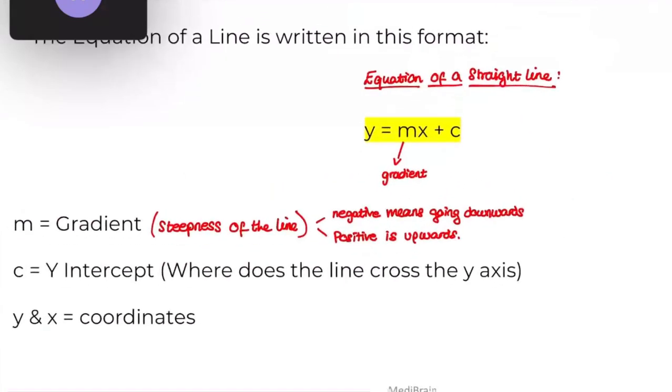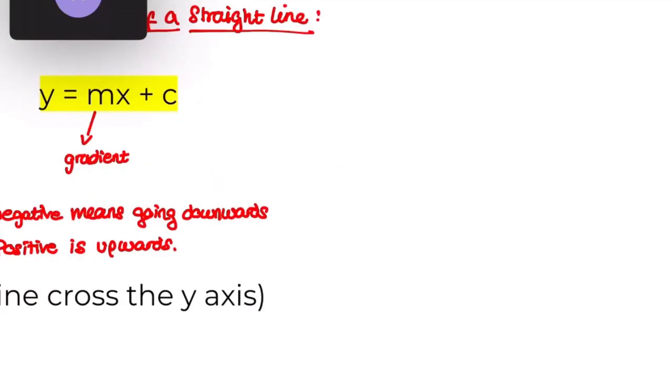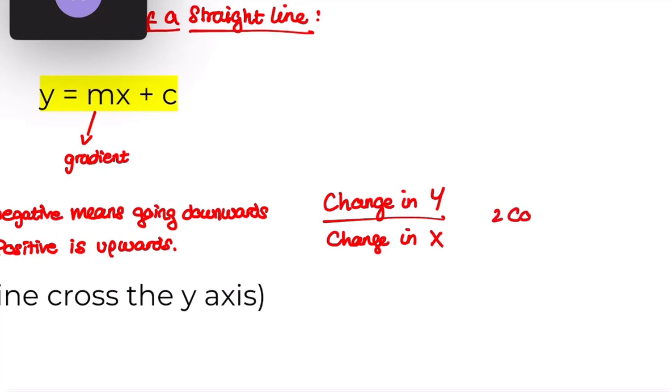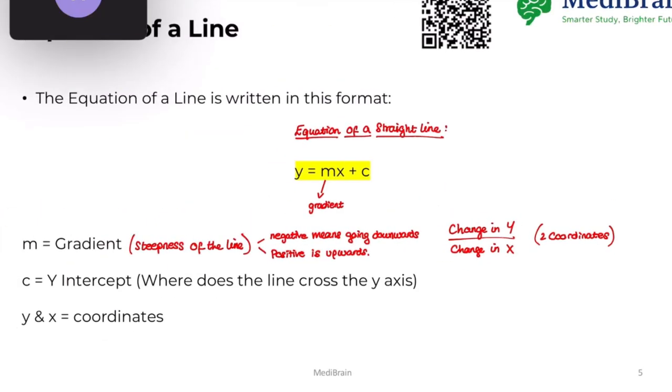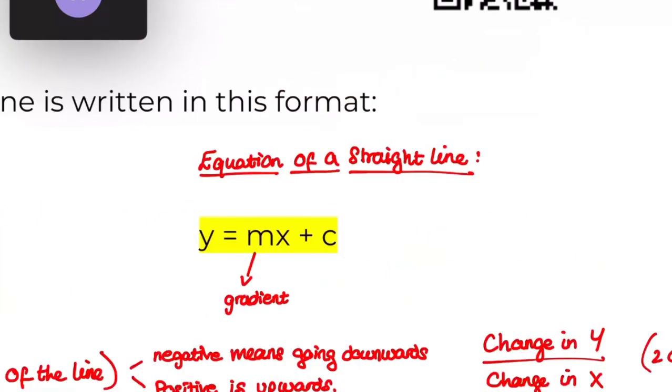And we know that to calculate gradient, we just do the change in y divided by the change in x. So we're going to have two coordinates, and we're going to use both of those coordinates to work out what the steepness of the line is. So we need two coordinates in order to work out the gradient. Now, we've dealt with the m.